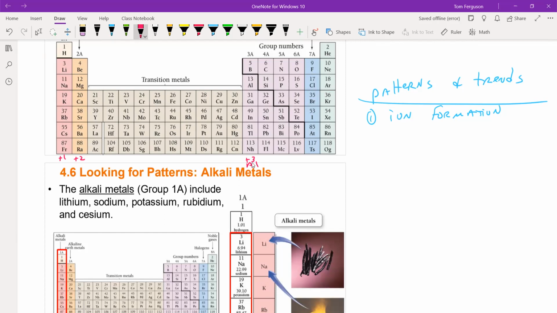Okay, and the halogens are negative one, oxygens are negative two, nitrogens are negative three, and carbon is in between the positive three and the negative three. So carbon does nothing as far as ion formation. Also, the noble gases don't form ions. So that's one pattern, ion formation.